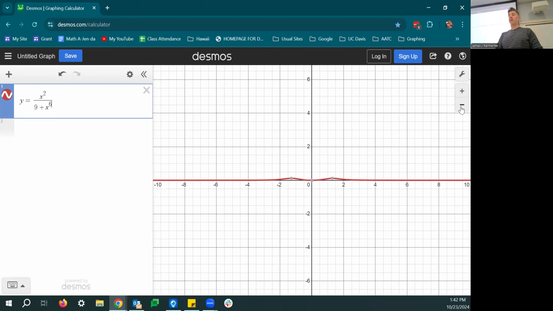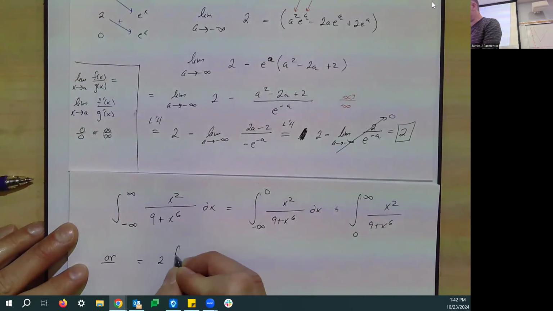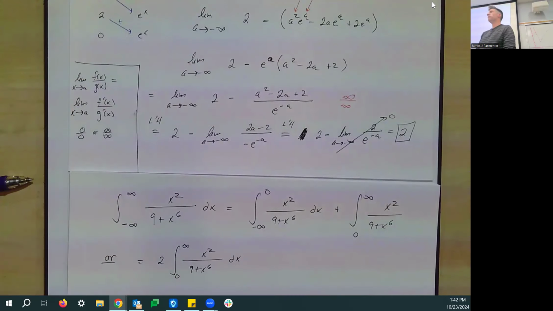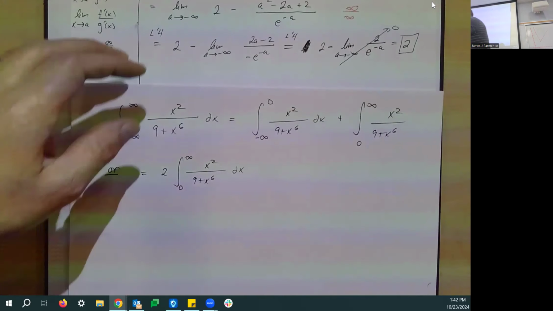So what we could do to make our lives easier is say that this is equal to, sorry, you can't see what I'm writing. One moment. This is equal to 2 times the integral from 0 to infinity of x squared over 9 plus x to the 6th. All right, so let's do it that way. And we'll probably try to do one more like this where we'll do something else.